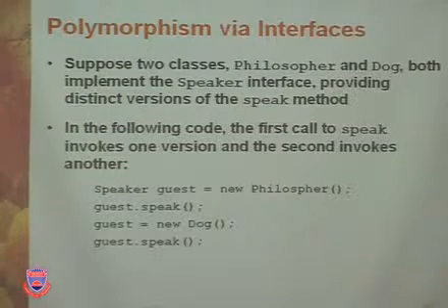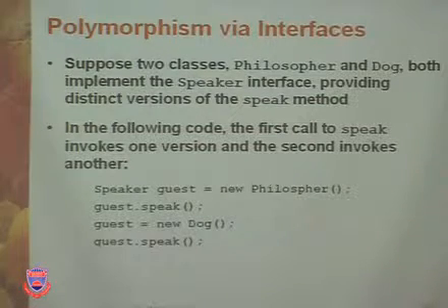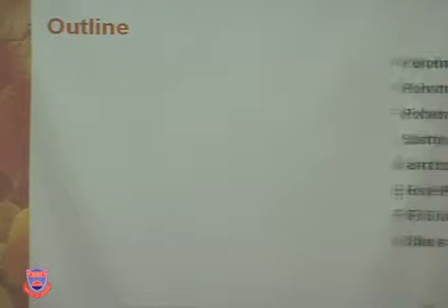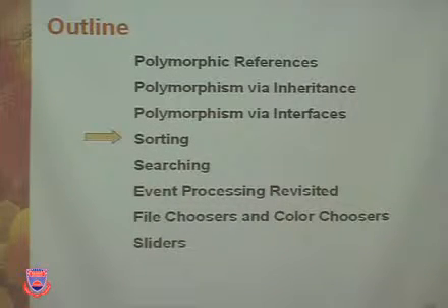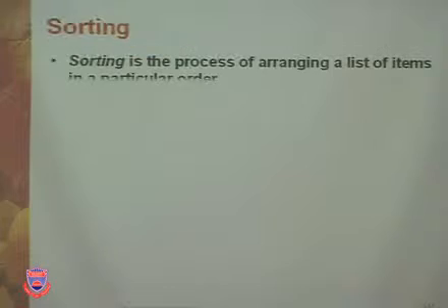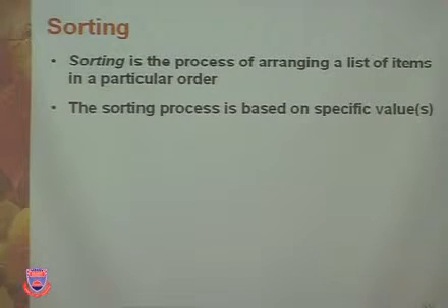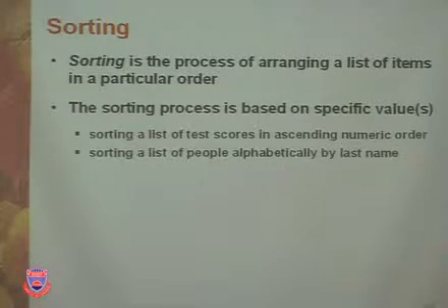So we mentioned there are two types of polymorphism. One is using inheritance, and the other one is using interfaces. If you look into this, it is really powerful, and we will see how powerful this is in sorting. So let's go briefly over the sorting.